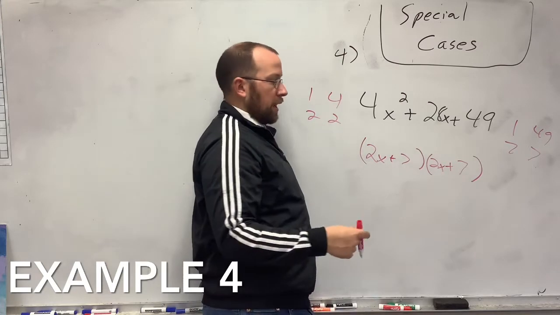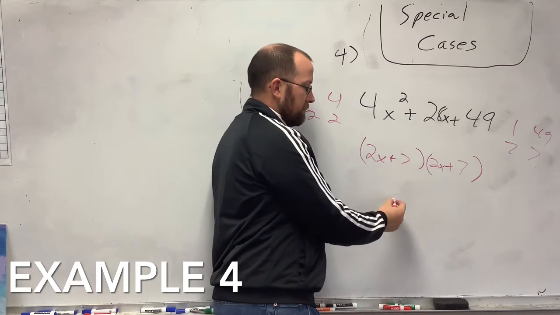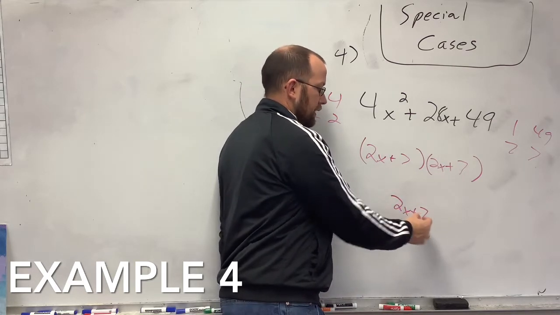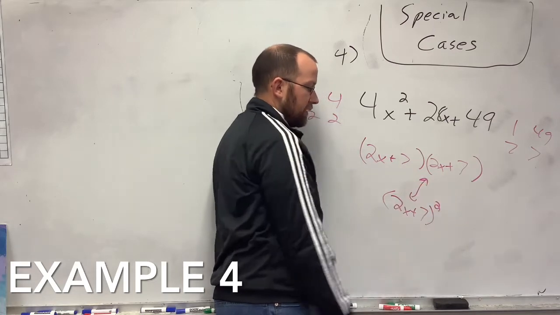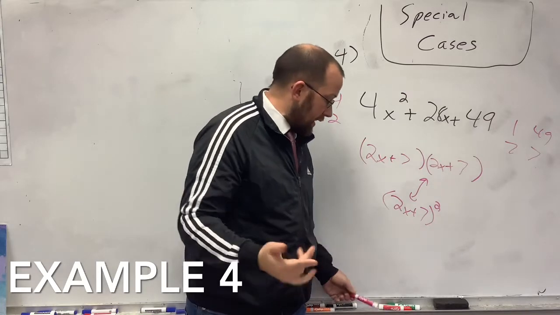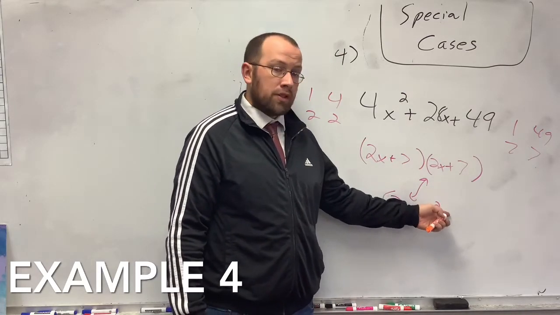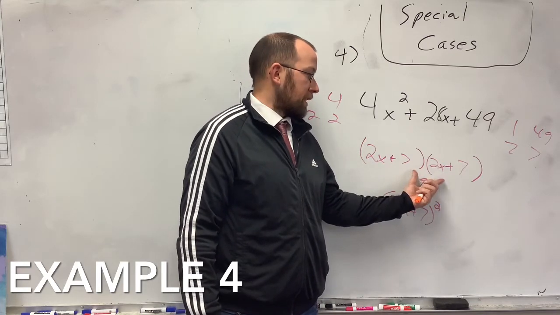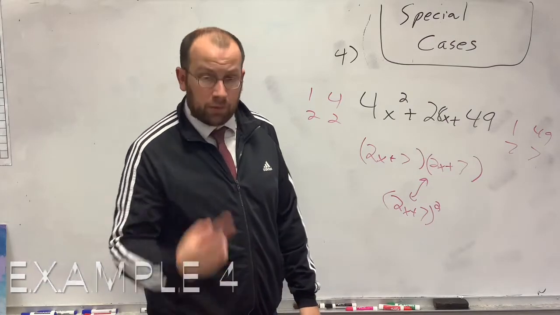I'm not going to go through the whole process. But what this wants to show you is that this simplifies down to this. This is the same thing as this. And it's in the lesson that way. It wants you to write it like this: 2x plus 7 squared is the same thing as 2x plus 7 times 2x plus 7. Just remember that, and we're going to do one more.